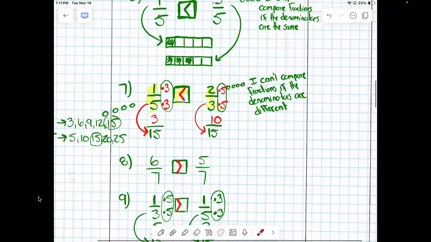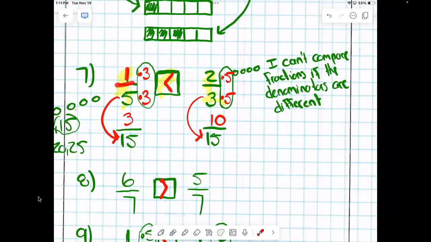Yes. This fraction right here, 1/5, and this fraction right here, 2/3. Can you compare those two? No. Why? Yeah, the denominators are not the same. So therefore, in order to compare them, we need to find some equivalent fractions with the same denominator, yeah?